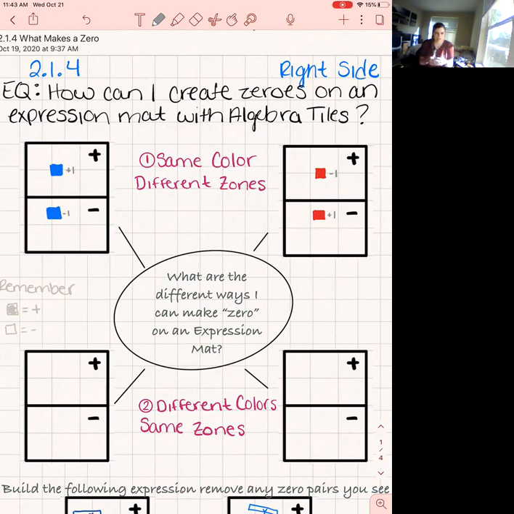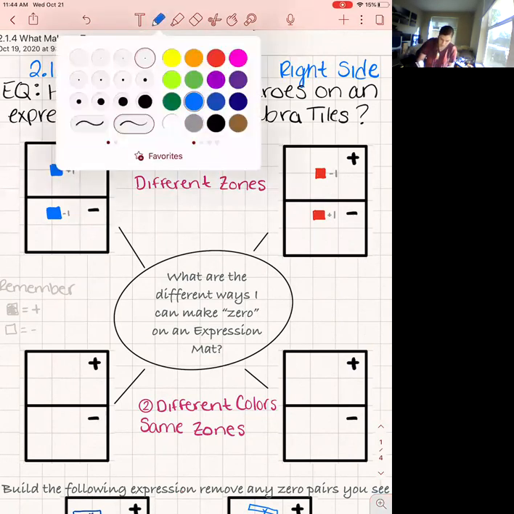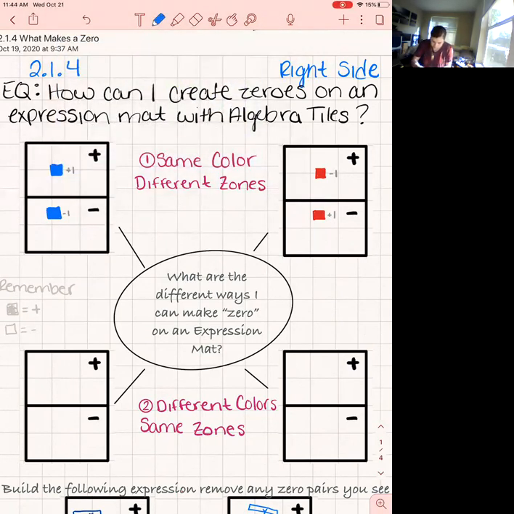So the idea of making zeros is basically, what tiles could we get rid of because they end up equaling 0. It could look like this, where you've got the same color, one on the top, one on the bottom, or it could look like 2 tiles in the same zone that are different colors. This one's probably going to be a little more obvious to see. Make sure you're taking notes with me.